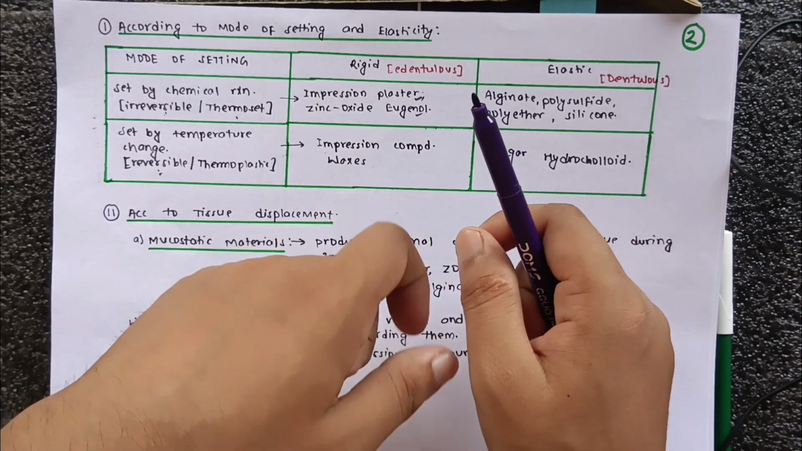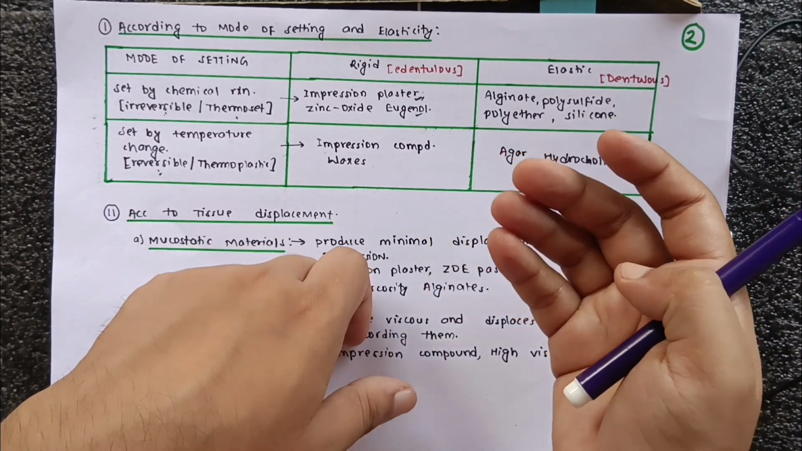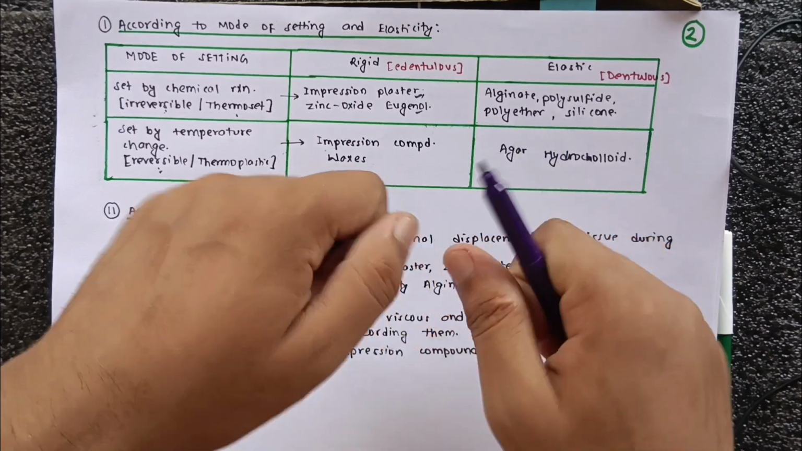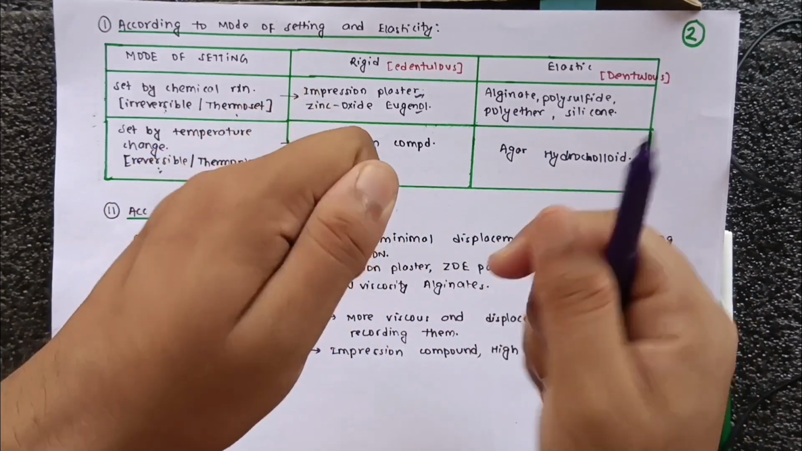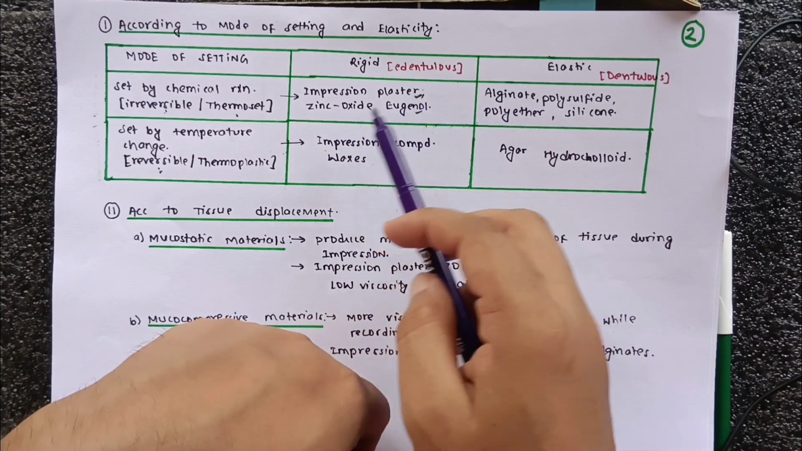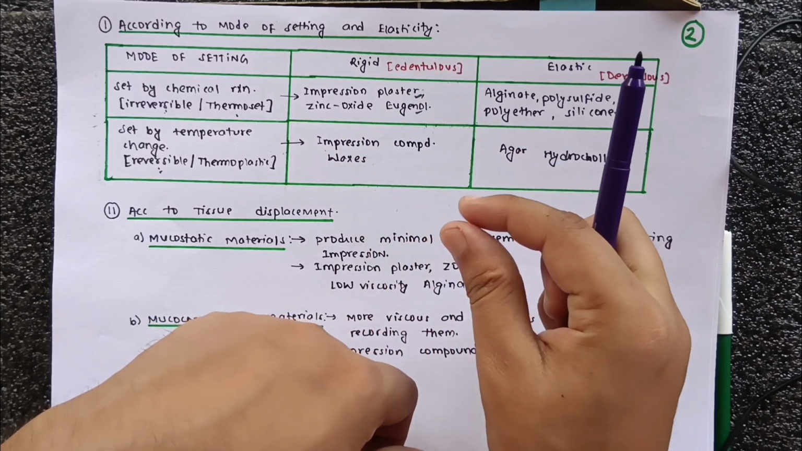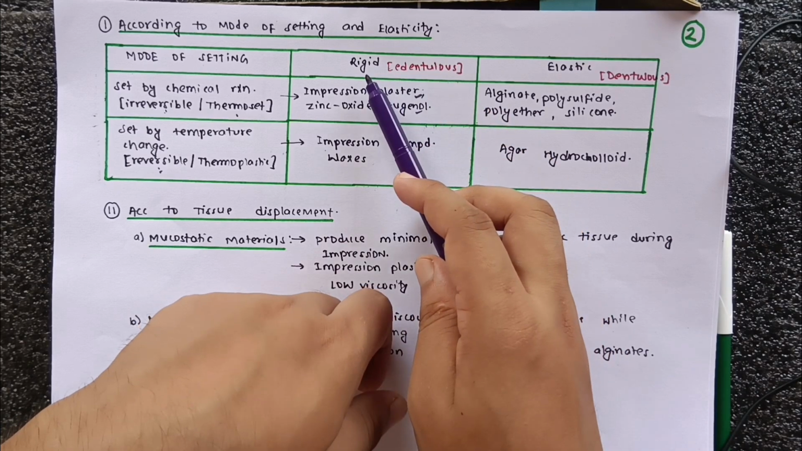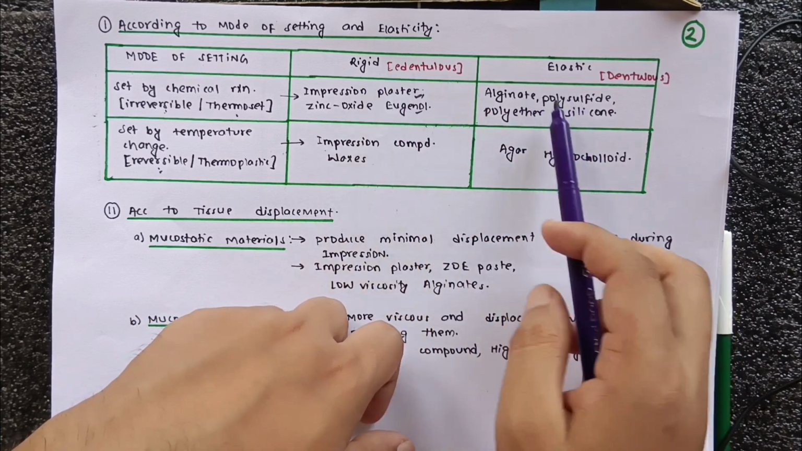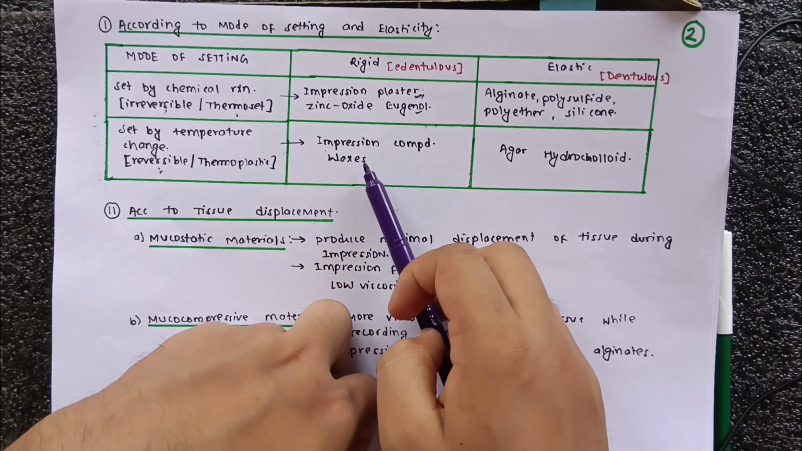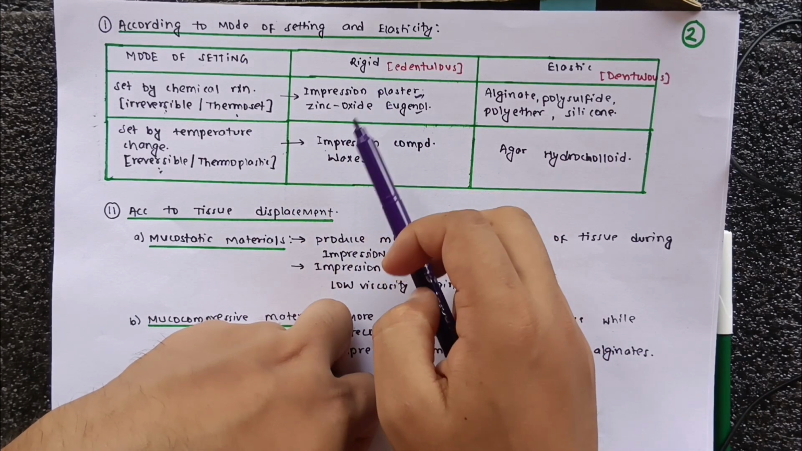When you take the impression from the alginate, it is quite elastic. You can bend that alginate impression a little. But the impression plaster and zinc oxide eugenol are quite stiff. You can't bend them, so they are sort of rigid impression materials, and these others are elastic impression materials. Impression compound and impression waxes are also rigid.